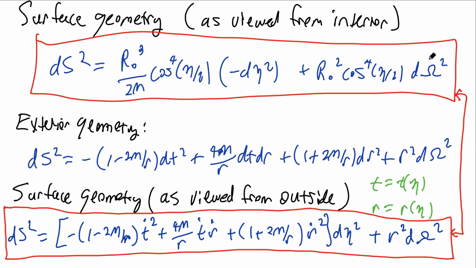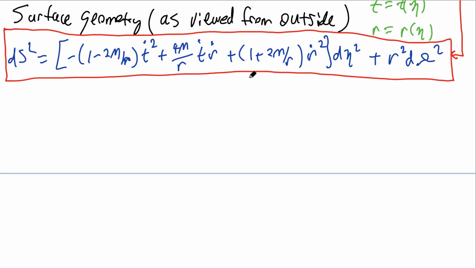So we first equate the coefficients of d omega squared, and that tells us r as a function of eta. And then we equate the coefficients of d eta squared. So that gives us the following two results. We have r of eta equals capital R naught times cosine squared of eta over 2.